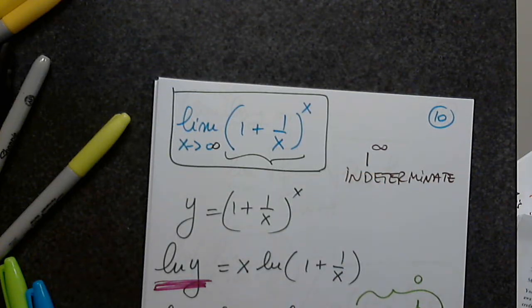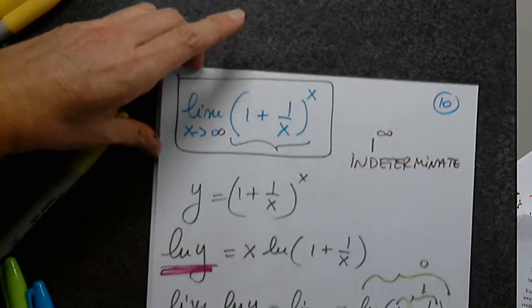This is the most difficult one. Okay? 0 times infinity is much easier to handle. Infinity minus infinity is easier to handle. 0 over 0, infinity over infinity. This is one of the most difficult, I would say. So I have to do something about it.